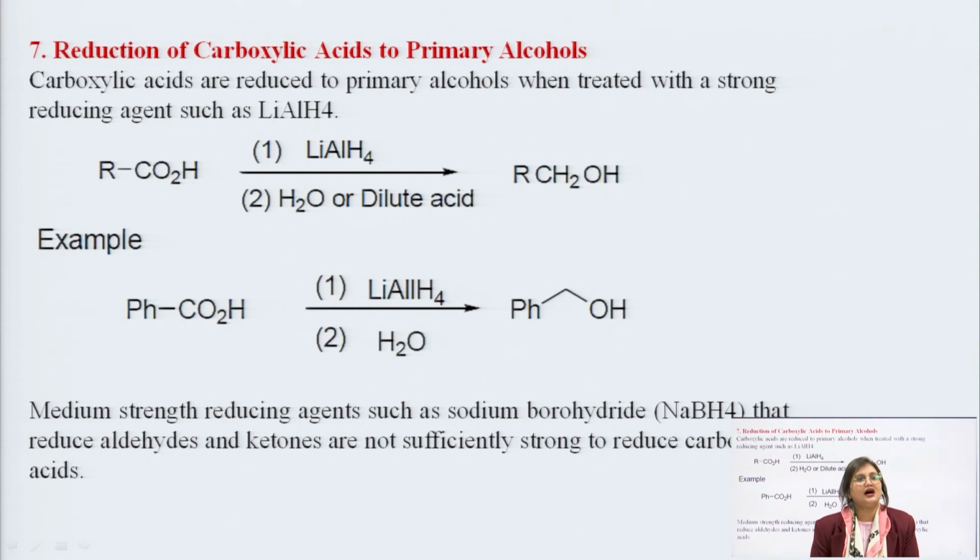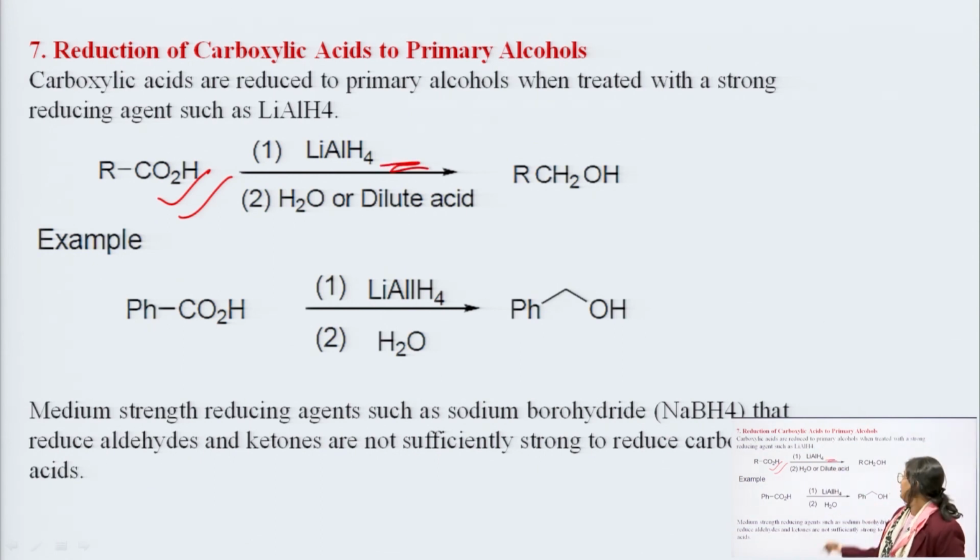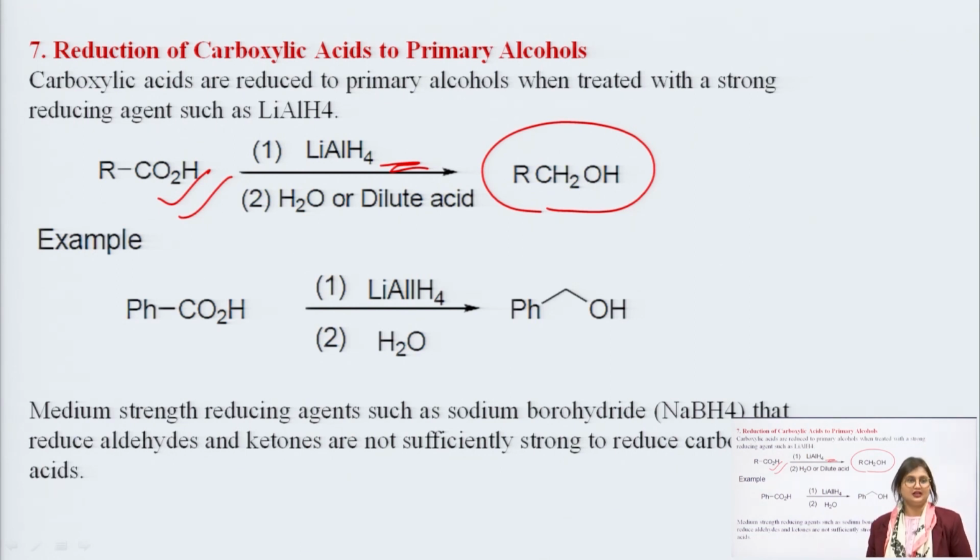Carboxylic acids are reduced to primary alcohols when treated with a strong reducing agent such as lithium aluminium hydride. So, carboxylic acid undergoes reduction in the presence of lithium aluminium hydride to form the corresponding alcohol. Similarly, benzoic acid, when reacted in the presence of lithium aluminum hydride, forms a corresponding alcohol.